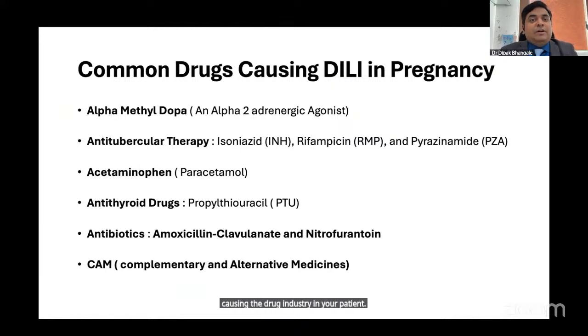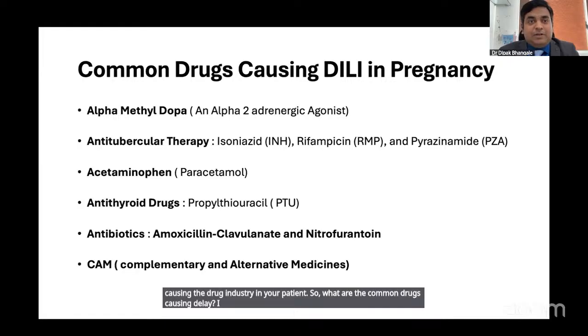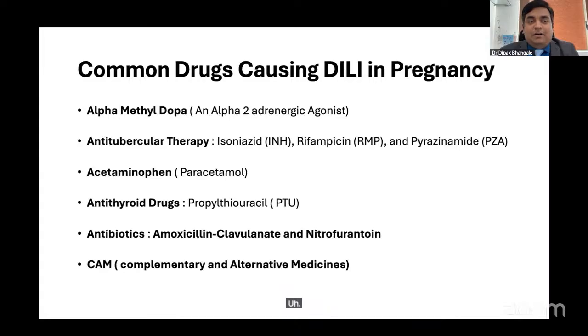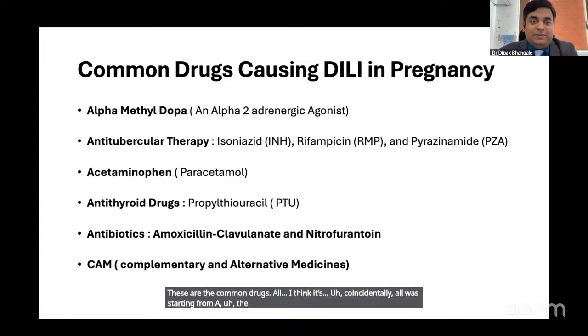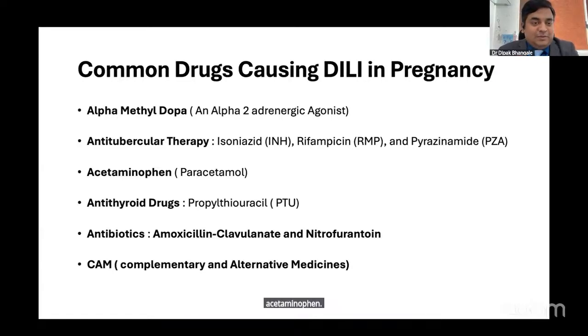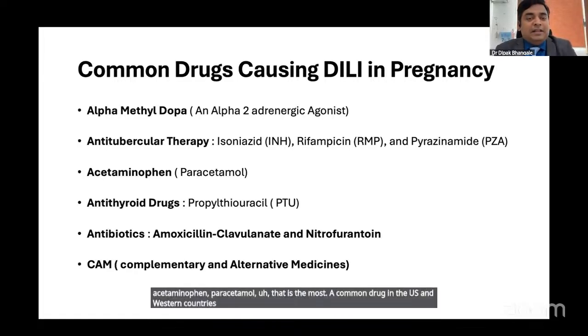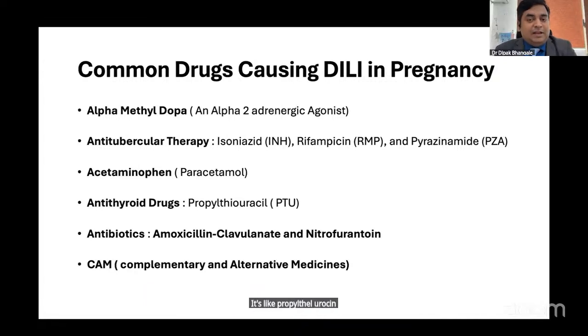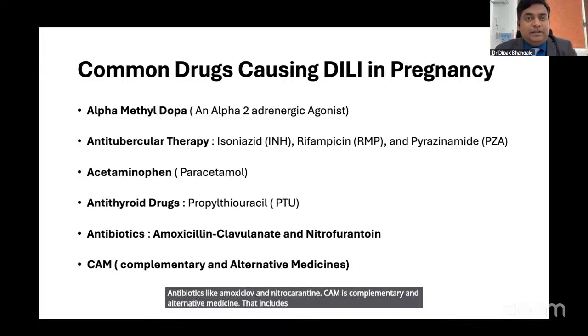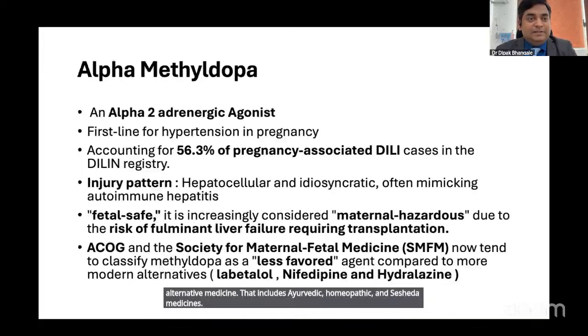So what are the common drugs causing liver injury in pregnancy? I cannot cover all the drugs, but these are the common ones. Coincidentally, all are starting from A: alpha methyldopa, antitubercular therapy drugs, isoniazid, rifampicin, pyrazinamide, acetaminophen or paracetamol, which is the most common drug in the US and Western countries. Antithyroid drugs like propylthiouracil, antibiotics like amoxicillin and nitrofurantoin. CAM is complementary and alternative medicine, which includes Ayurvedic, homeopathic, Siddha, and Unani medicines also.